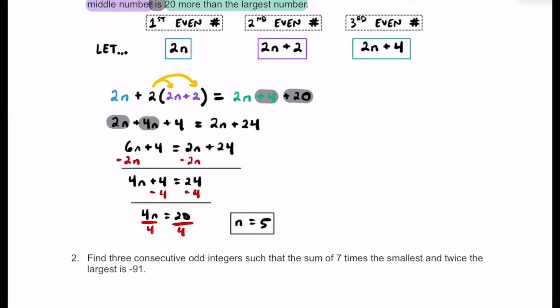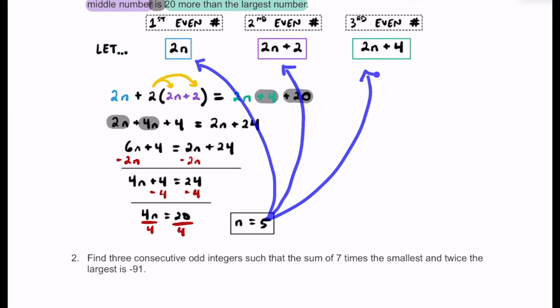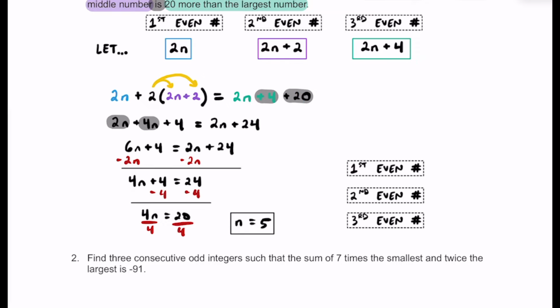All right, cool. So now we know that n is equal to 5. We can go ahead and plug that in over here. So 2 times 5 would be 10 for the first even integer. Then for the second one, it's going to be 2 times 5, which is 10, plus 2 is 12. And over here, we're going to get 2 times 5, which is 10, plus 4, which is 14. All right, so in conclusion, we can say our first even integer is going to be 10, the second one is going to be 12, and the third one is going to be 14.